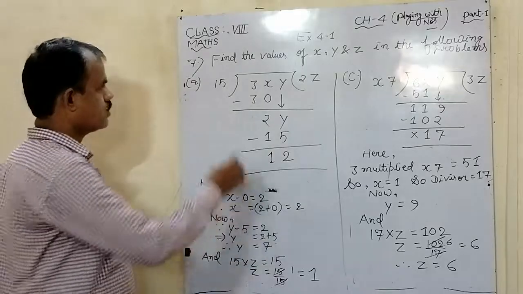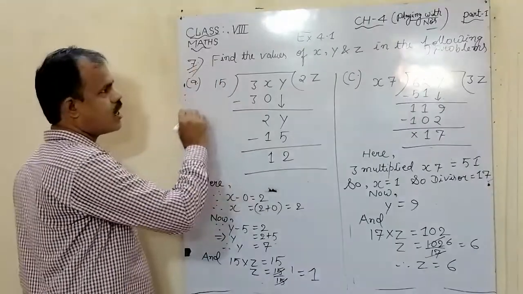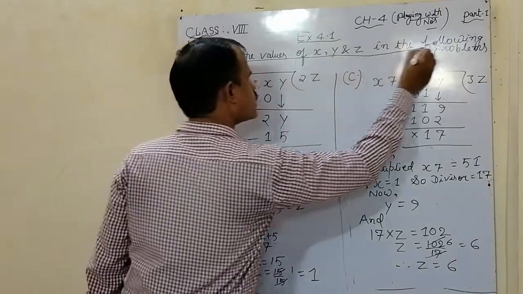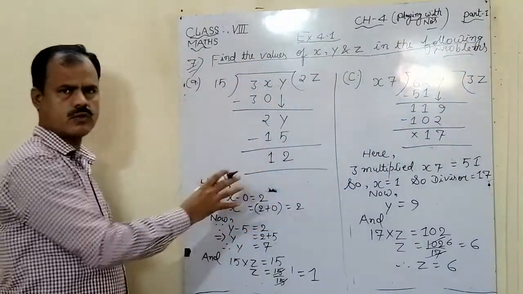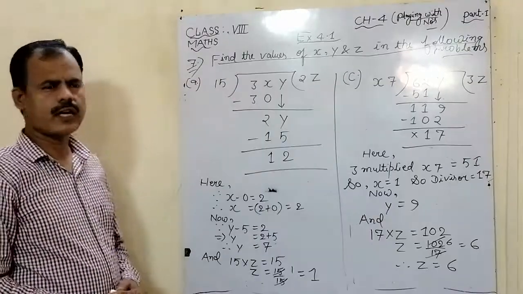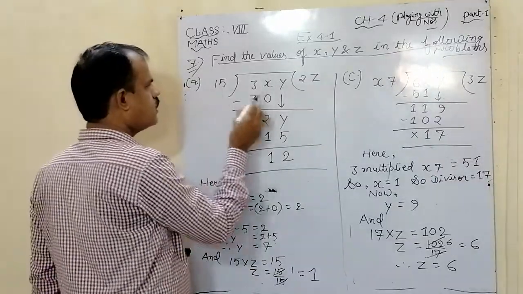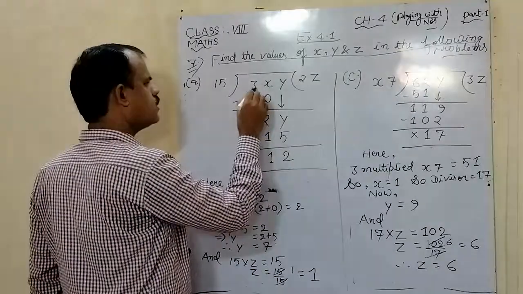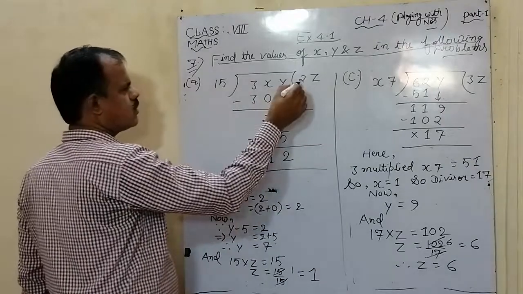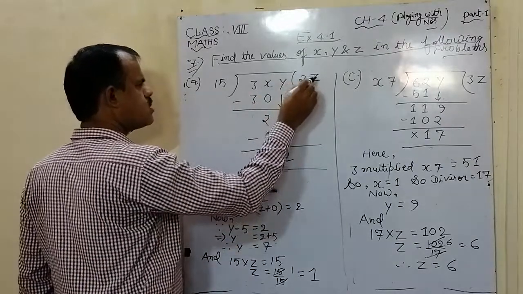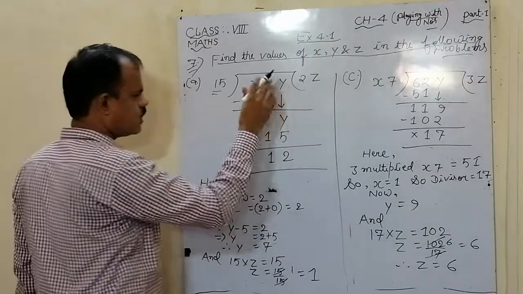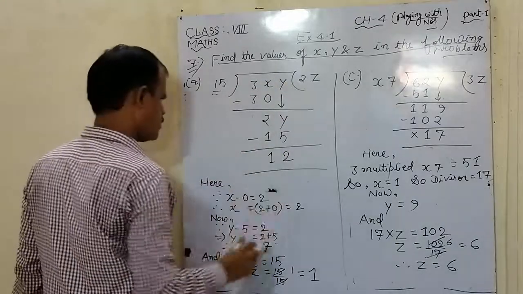Yes student, now question number 7, the last question, exercise 4.1. Find the value of x, y, z in the following problems. Now we are going to solve division and find the value of x, y and z. 15 divided by 3xy. So here 2z is the quotient, this is the divisor, this is the dividend, and this is the answer.